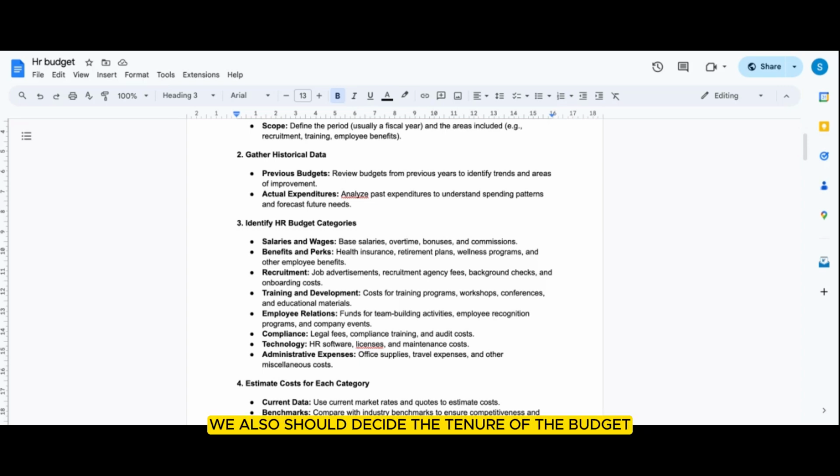We also should decide the tenure of the budget. We need to decide what is the defined period of this. Usually we do the budgeting for a year. Then we also see we need the previous year data to write the budget.